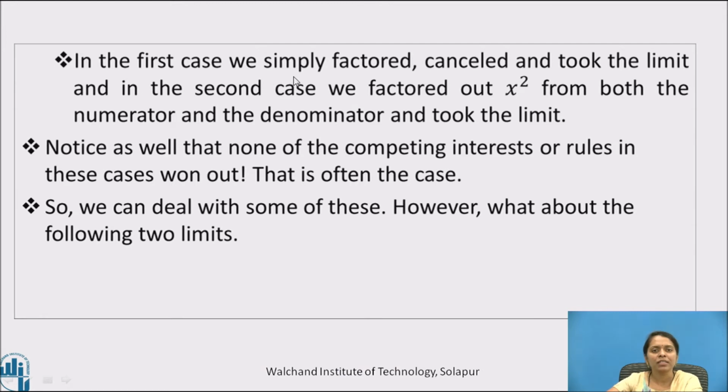In the first case, we simply factored, cancelled and took the limits, and in the second case, we factored out x square from the numerator and denominator and took the limit. Notice as well that none of the complicated rules were needed in these cases. That is often the case. So, we can deal with some of these. However, what about the following two limits?